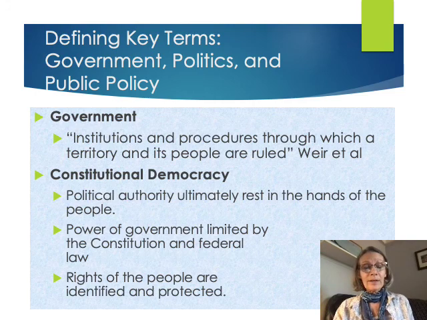Another aspect of constitutional democracy is that the rights of the people are identified and protected. We have that in the American constitutional democracy. We have the Bill of Rights and other amendments that protect the rights of the people, and we place an obligation on government to make sure that the rights of the people are protected. And so government comes in many different forms. One form of government is constitutional democracy, and that's the kind of government that the American system has.